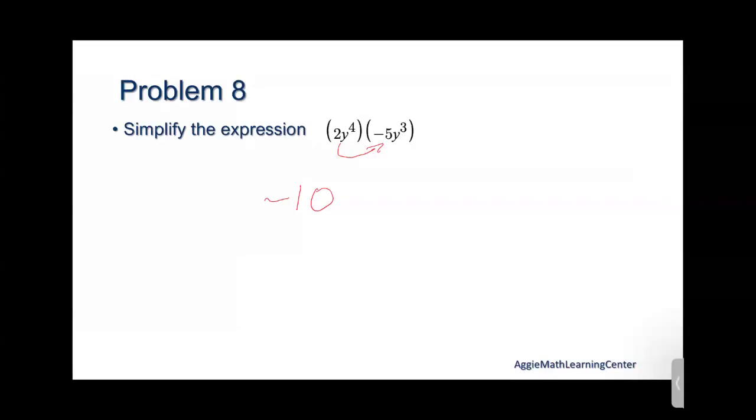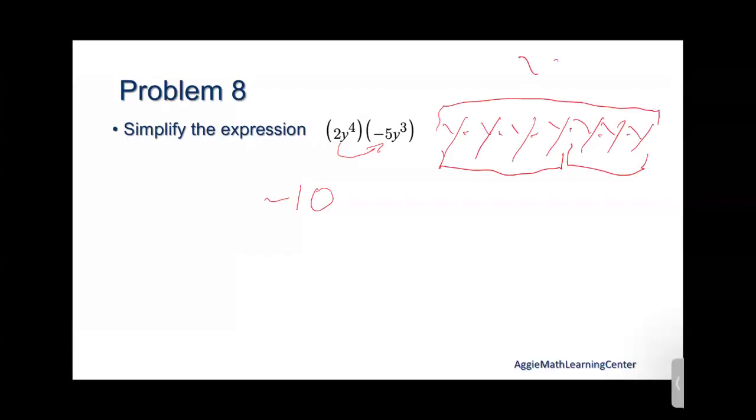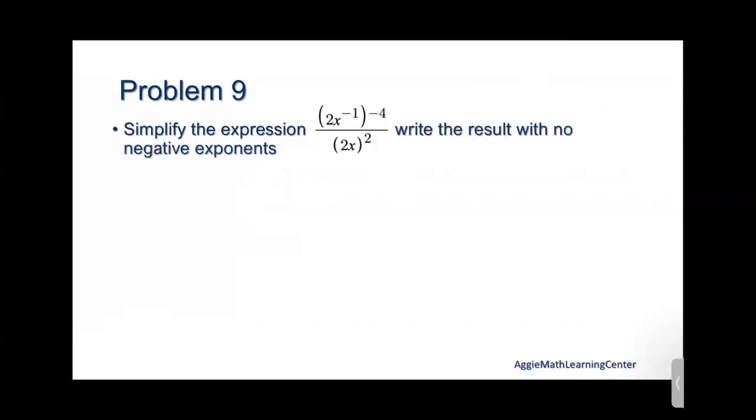Okay, I'm just going to write it out on this first one. We have y to the 4th times y to the 3rd. This is y to the 4th, and then this is y to the 3rd. Okay? So how many y's do we have being multiplied together? Do you guys see how that's y to the 7? Perfect. And that is our answer. Negative 10 y to the 7. Awesome. Okay, this one is a little bit more tricky.